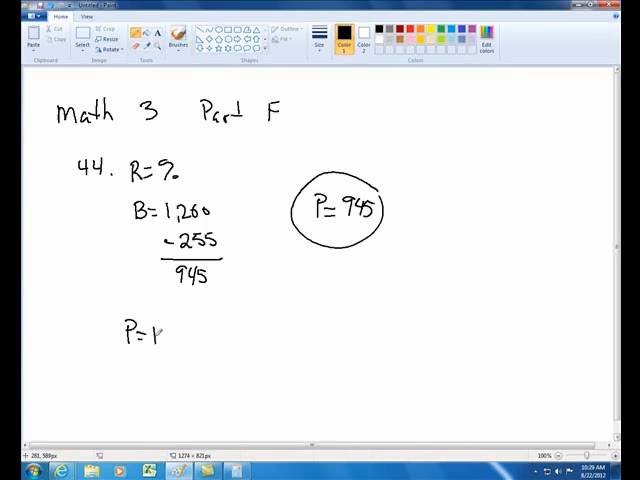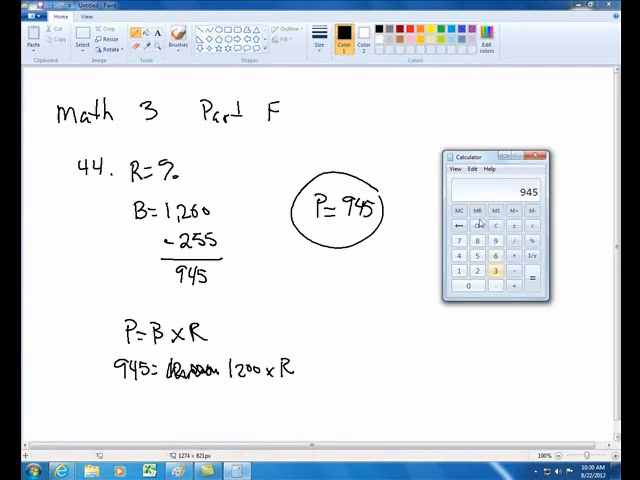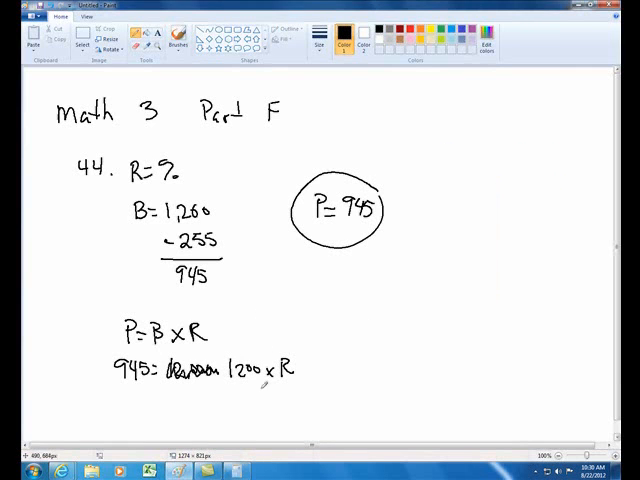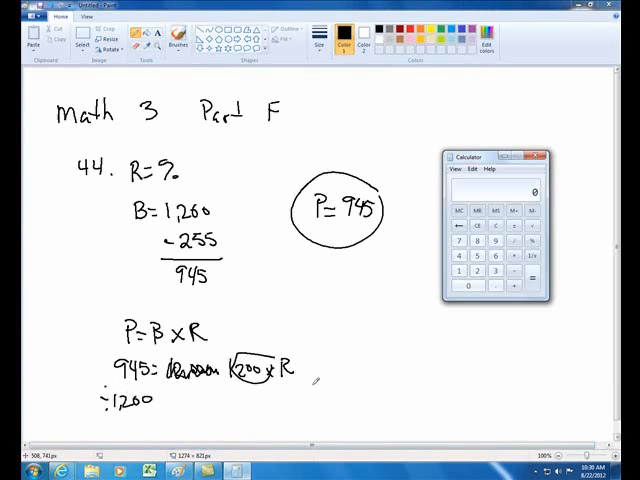Now I can put it in my formula. Percent equals base times rate. My percent is 945. My base is 1,200. And my rate is not known. So if it's multiplied on this side, to bring it across, I will divide it by 1,200.